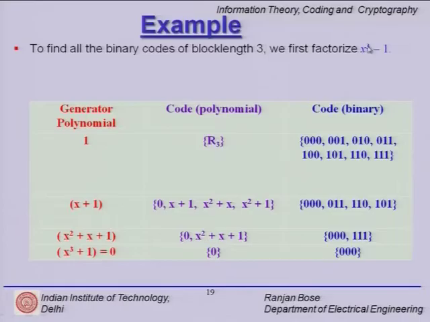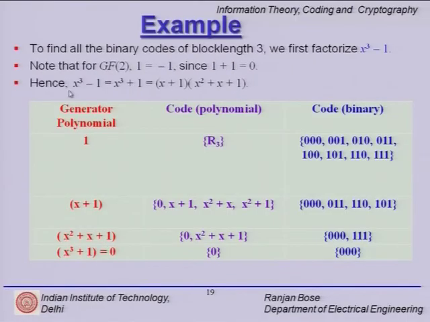So, we have to factorize x cubed minus 1 over GF(2). If you factorize it, you get these 3 generator polynomials. These are the 3 factors that you can write out, because you can write x cubed minus 1 as x cubed plus 1, simply because over GF(2), 1 plus 1 is 0. So, 1 is equal to minus 1, all minus signs can be replaced by plus signs. So, x cubed plus 1 is equal to (x plus 1)(x squared plus x plus 1). So, it is actually 1 is always a factor, x plus 1, x squared plus x plus 1.